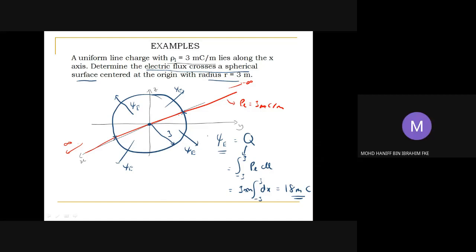Doctor, may I know why the limit of integration is negative 3 until 3? Okay, because we want to find the charge inside the sphere, right? Given that the sphere is centered at the origin, with radius of 3, the position where the sphere is said to cross this particular axis of x should be at -3 and +3. So that's why we need to integrate from -3 to +3, because this is the position where the charge is said to be confined within the sphere.